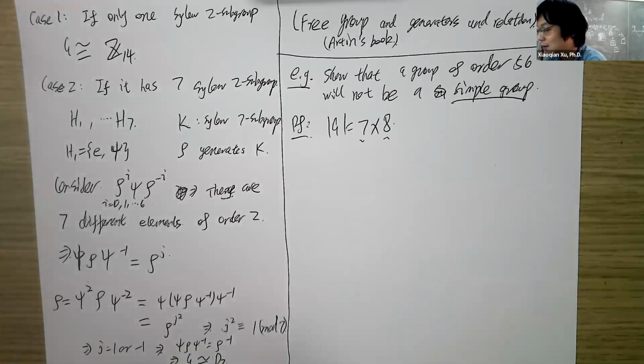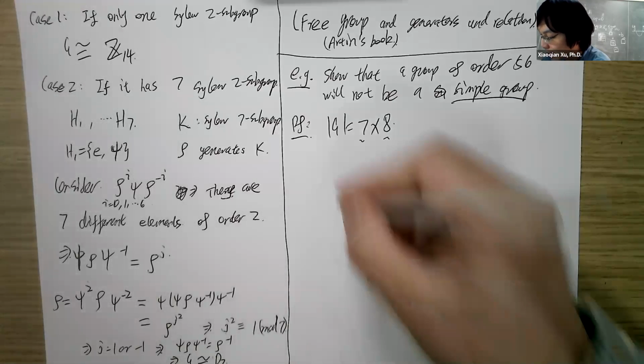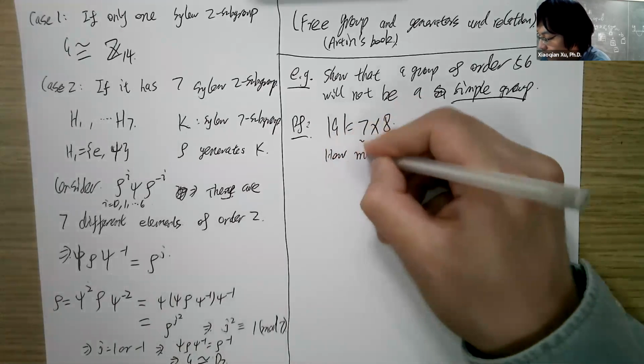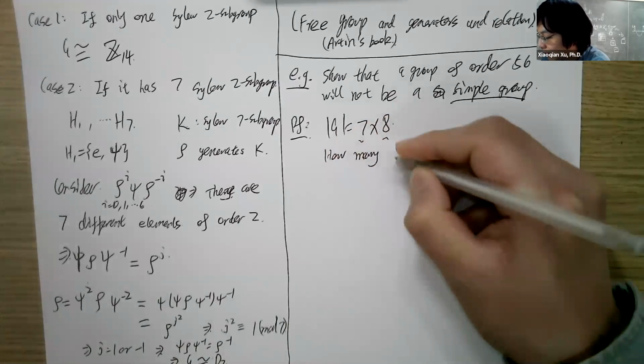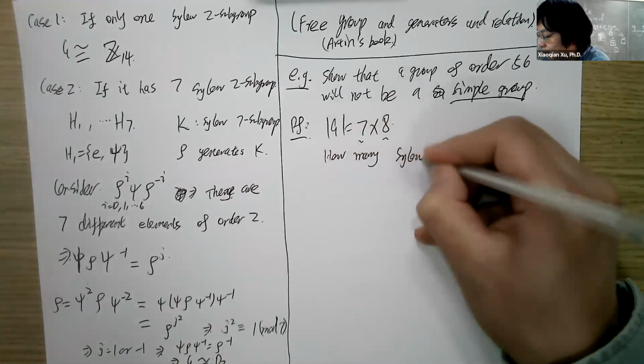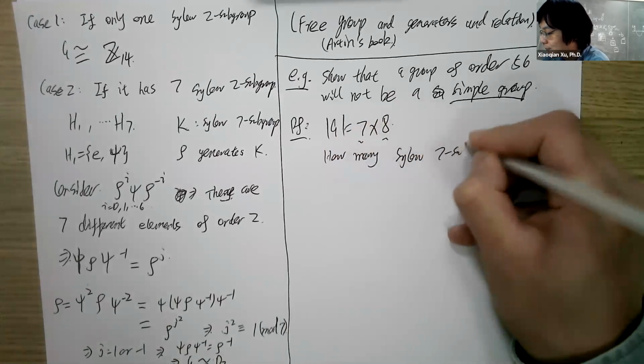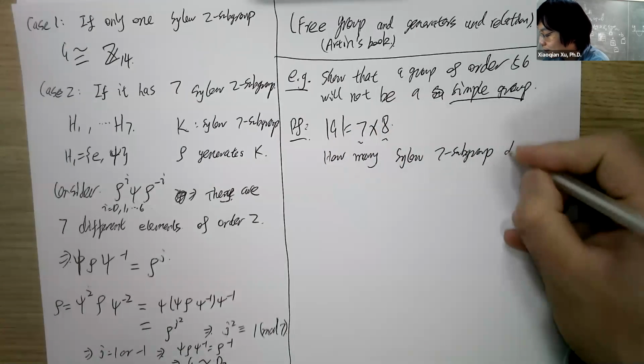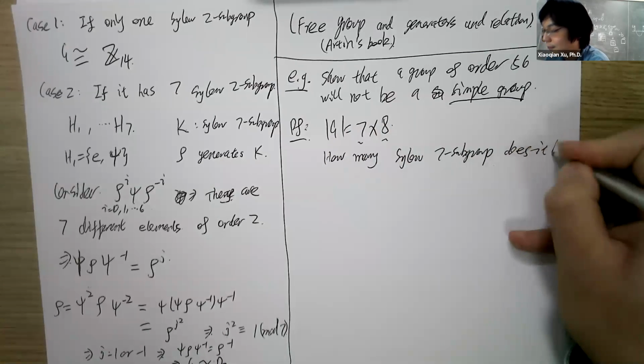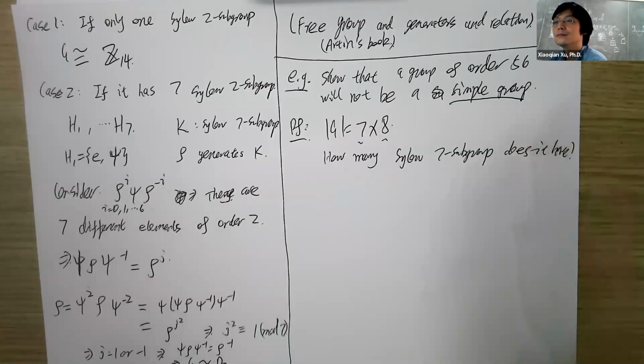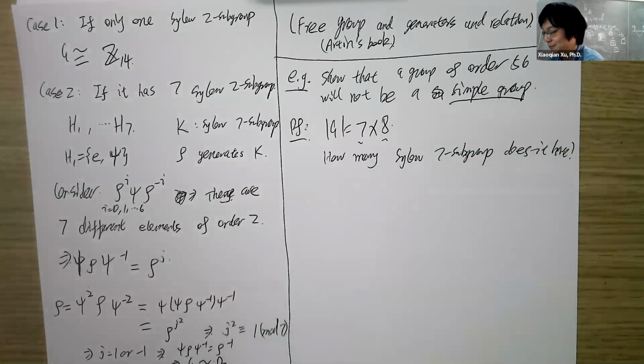Okay, so let's try to see how many Sylow 7 subgroups does it have? How many? How many Sylow 7 subgroups does this G have? Any idea?